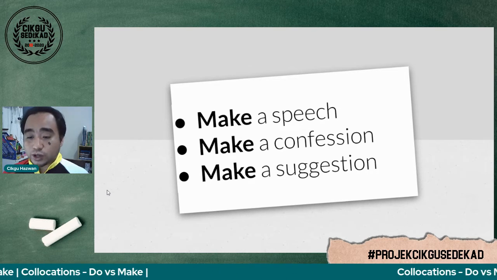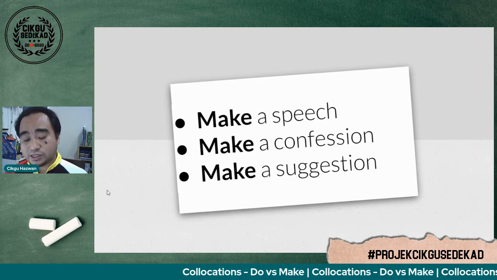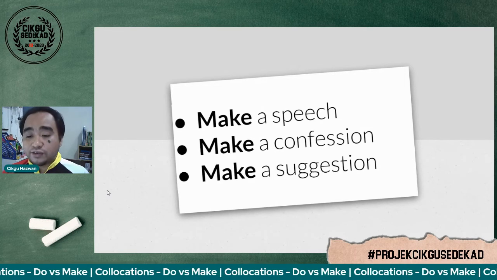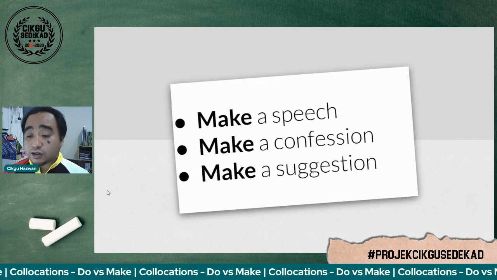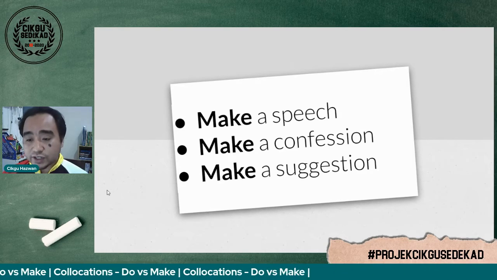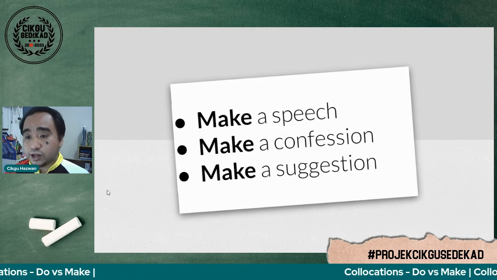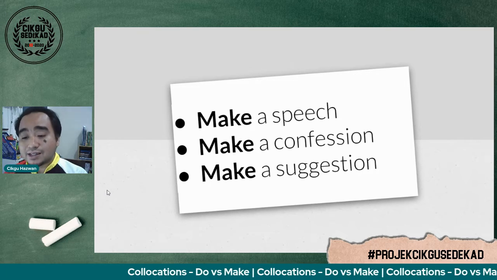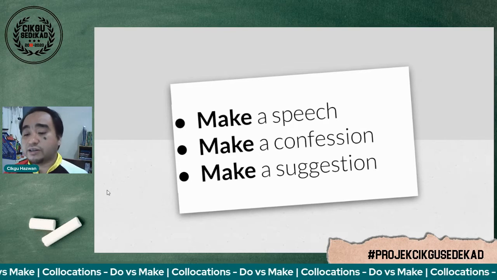When we want to differentiate between do and make, you don't do a speech, but you make a speech. You deliver the speech, so the action of delivering a speech is described as making a speech. Make a confession. Confess is a verb, but when you change it into a noun, you have to put a verb in front of it. So instead of doing a confession, you make a confession, because the result is the confession itself.